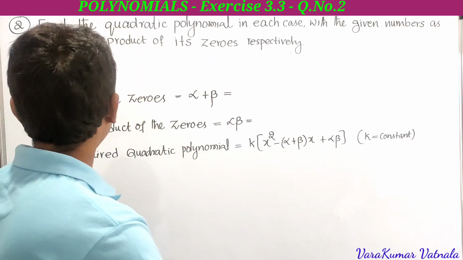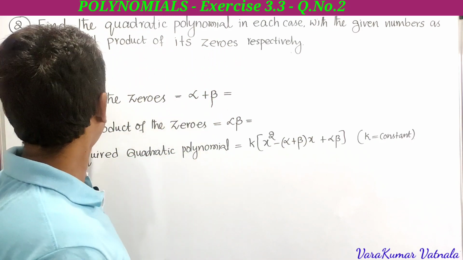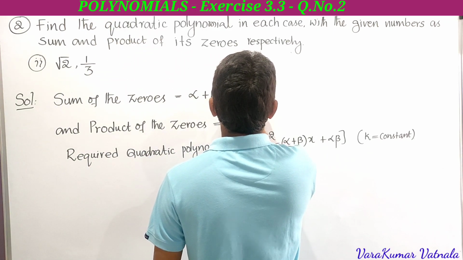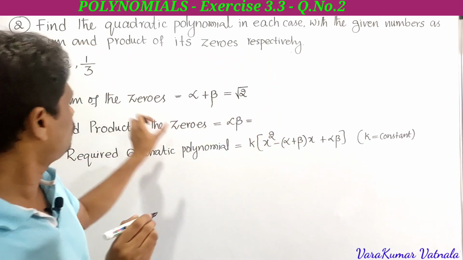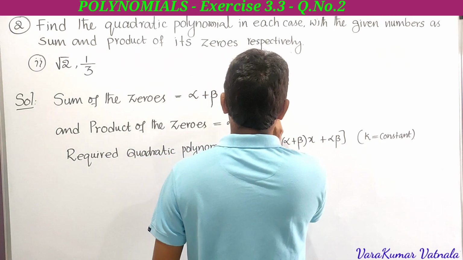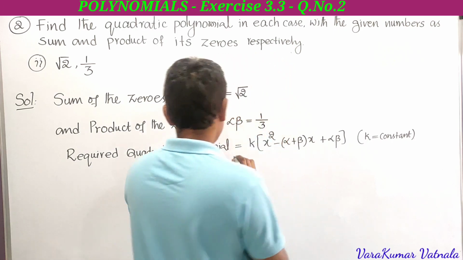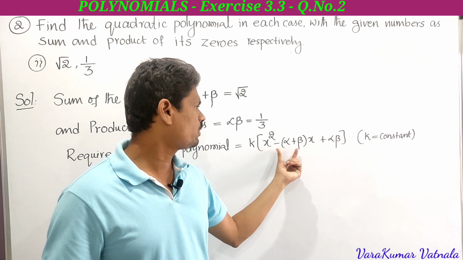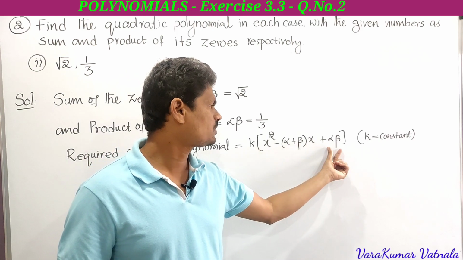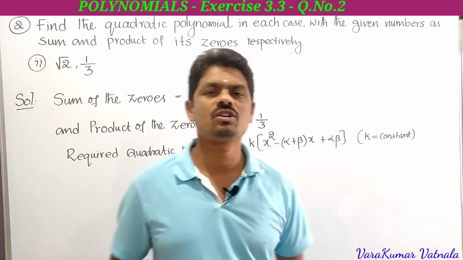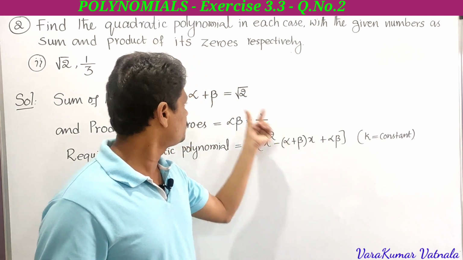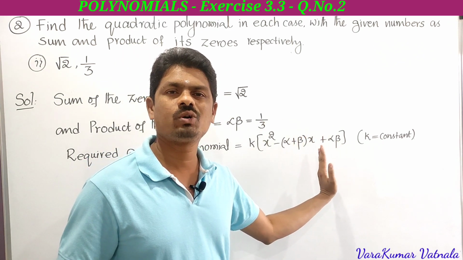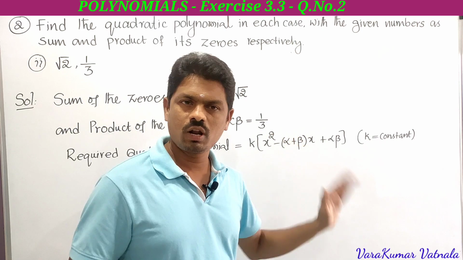So see here, the sum of the zeros alpha plus beta is equal to root 2, and the product of the zeros alpha into beta is 1 by 3. So the required quadratic polynomial is equal to k into x square minus alpha plus beta into x plus alpha into beta. Here k is constant. So we have alpha plus beta is root 2, alpha into beta is 1 by 3. Simply substitute in the formula to get the quadratic polynomial. So now I am substituting.